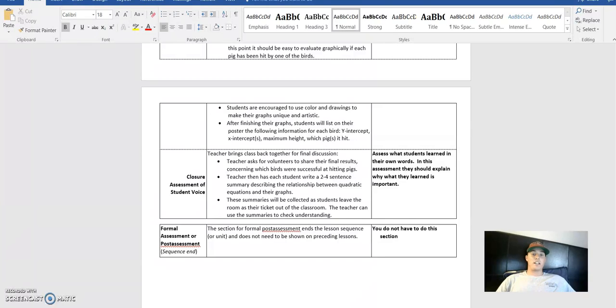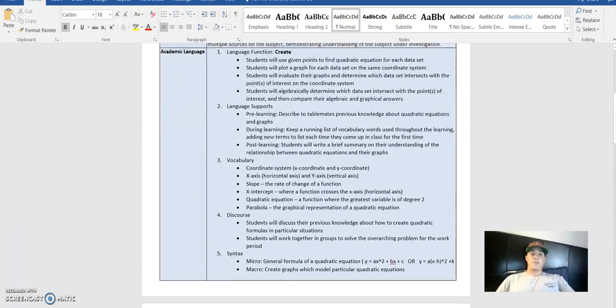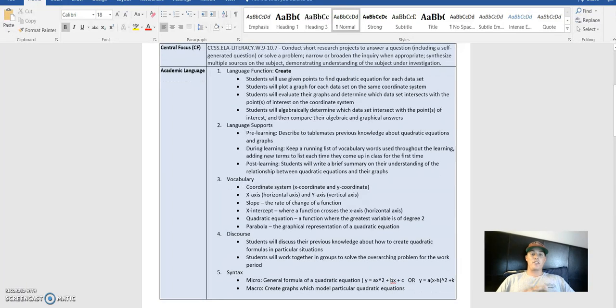As for the closure, the teacher brings everybody back together and asks for some volunteers to share their final results concerning if the pigs were all hit. Then students are asked to write a little summary of the relationship between quadratic equations and their graphs. The teacher can collect these as an exit ticket for students as they leave the class. Again, the vocabulary was all covered at different points early on in the instruction, and is all used throughout.